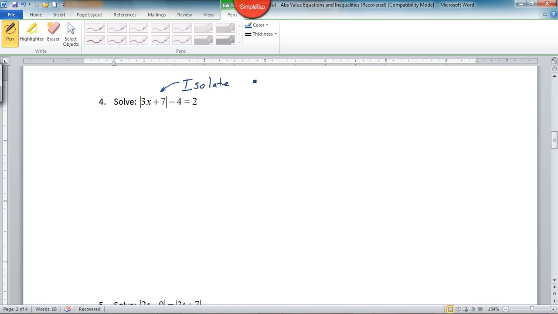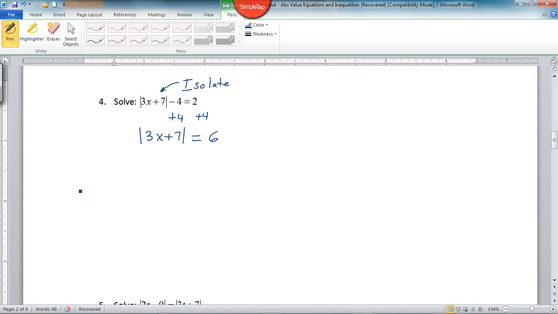So we need to isolate that absolute value. That just means get the absolute value on the side by itself. So before we can make the two equations, we've got to isolate. So how will we do that? Well, we need to get rid of this 4, move that 4 to the other side. It's minus 4, so if I add 4 to both sides, that gets me the absolute value of 3x plus 7 equals 6. Negative 4 plus 4 is 0, and 2 plus 4 is 6.